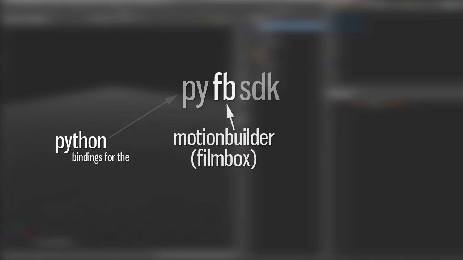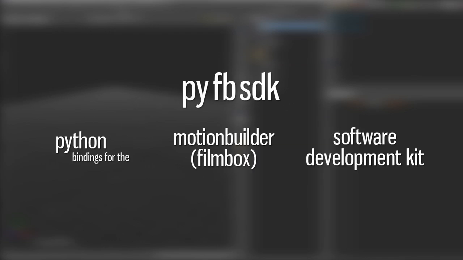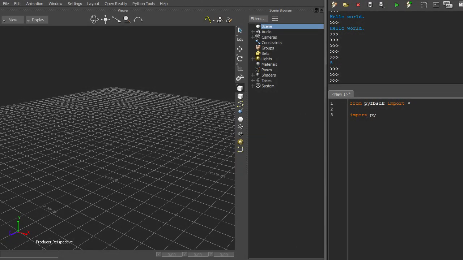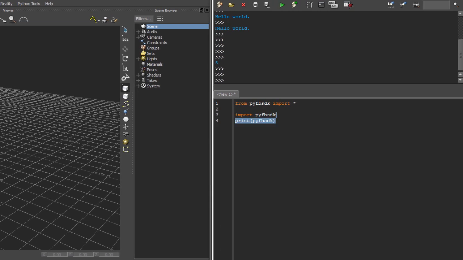pyfbsdk is the name of a Python module which serves as a wrapper for the MotionBuilder SDK. This library and all of its classes carry the legacy FB abbreviation, since back in the day MotionBuilder was known as Kaydara Filmbox. If we were to import this module directly, we could see that it's stored as a PYD file within our MotionBuilder installation's Python library directory.